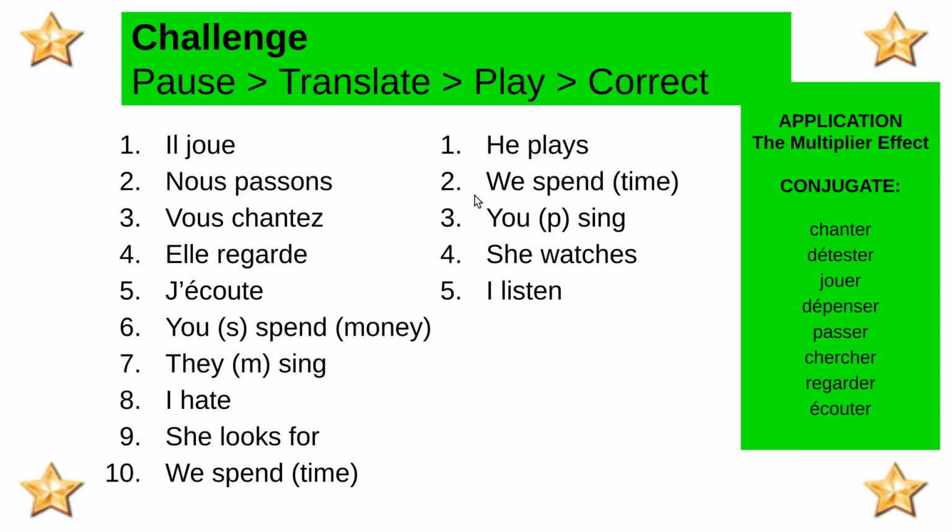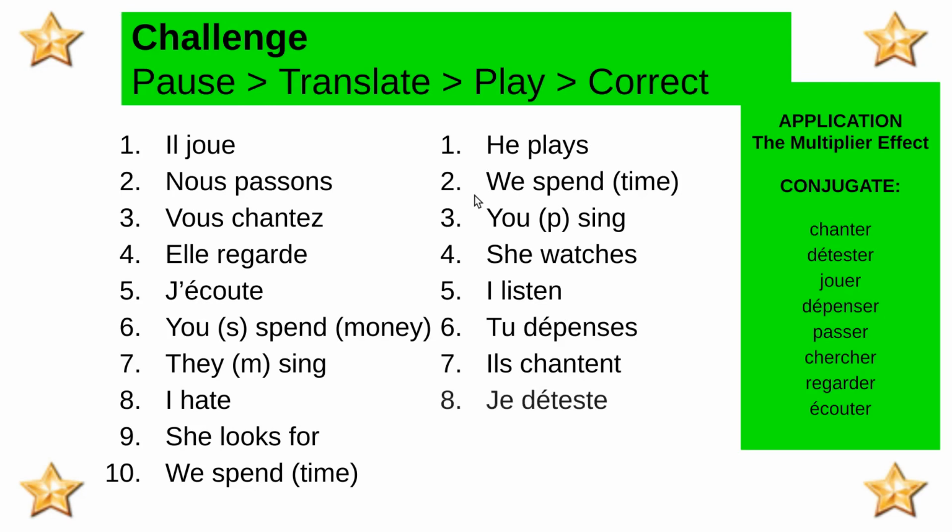Numéro 6. You spend as in money. Tu dépenses. Numéro 7. They sing. Ils chantent. Notice it's the masculine form or the mixed group form, so it's ILS. Ils chantent. Numéro 8. I hate. Je déteste. Numéro 9. She looks for. Elle cherche. Numéro 10. We spend as in time. Nous passons. How did you get on? Did you tick the ones you got right? And did you correct the ones where you made mistakes?